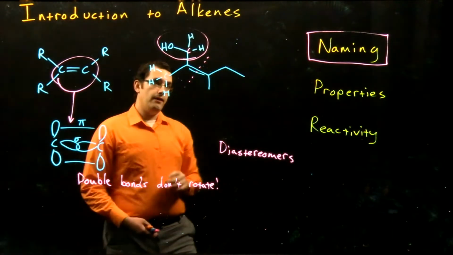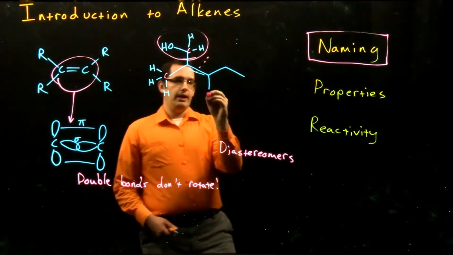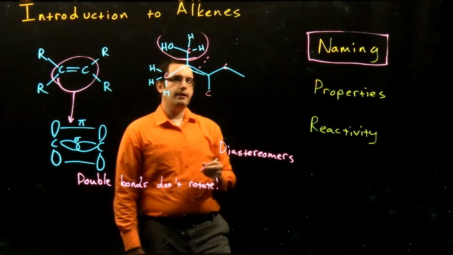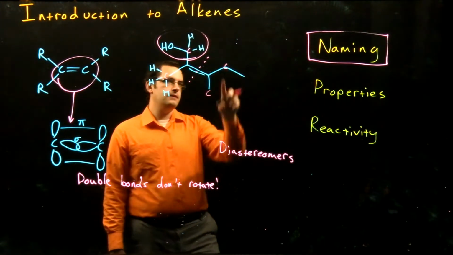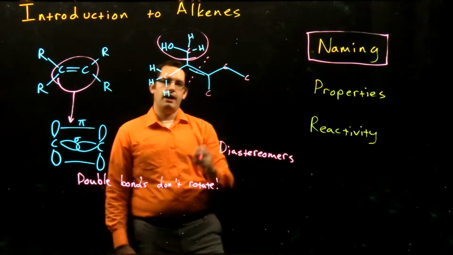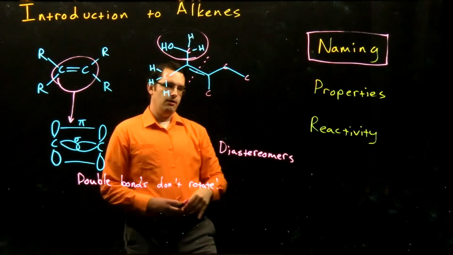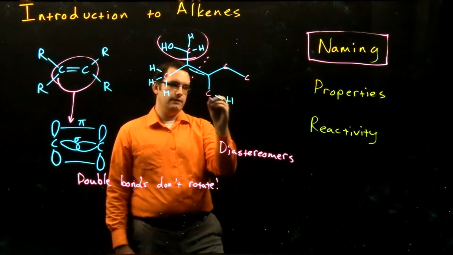Now let's look over here on the other side of our alkene. So again we have 2 carbons, so they're both tied initially, and then we look at what's attached to each of those carbons. This one has another carbon attached, whereas this one only has 3 hydrogens.